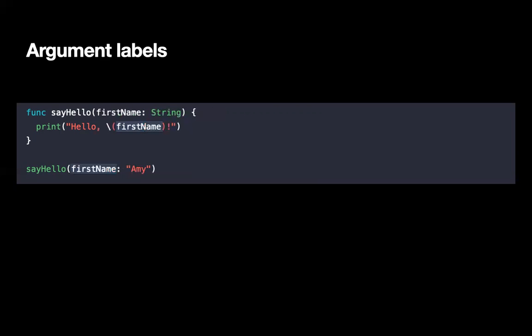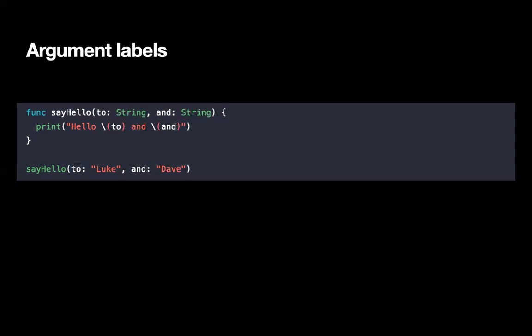Now here what happens, suppose that two parameters or more than one parameter you have to pass. In that case you can use argument labels like this. Function say hello, we have two strings, and print hello to and.